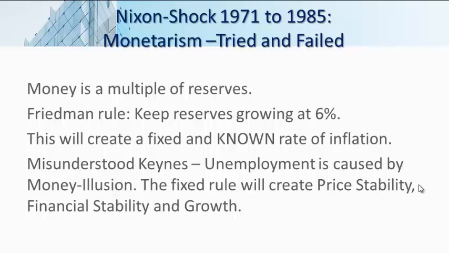This was based on what we have already discussed, a misunderstanding of Keynes that unemployment is caused by money illusion. So this fixed growth rule will create price stability, financial stability, and growth by ensuring full employment because of lack of money illusion.